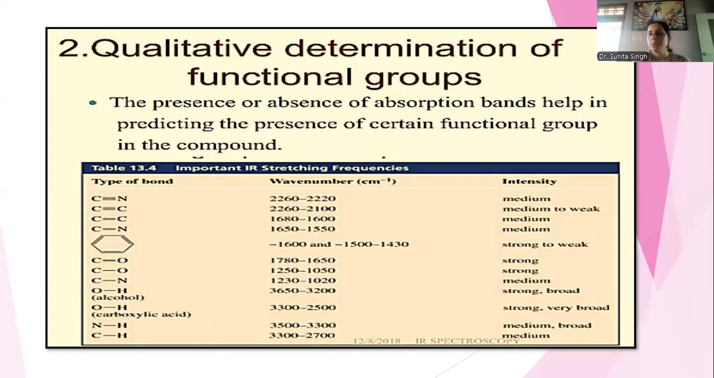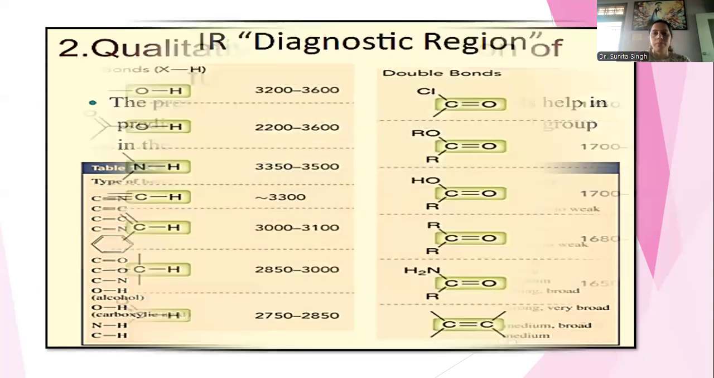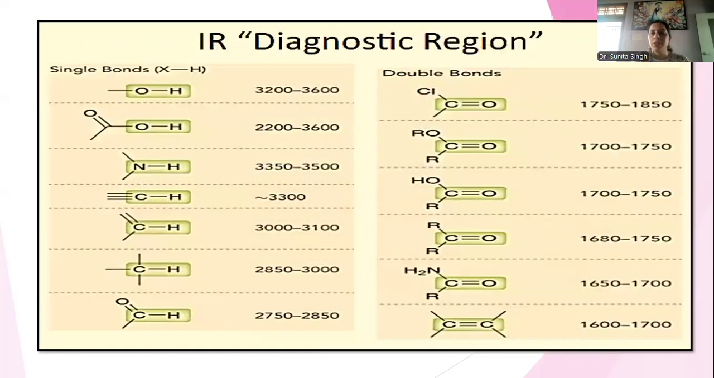So the presence or absence of absorption bands helps in predicting the presence of a certain functional group in the compound. So at least we have a rough idea about these frequencies when it comes to solving any problems related to IR frequency. This is a diagnostic region for single bonds as well as double bonds. We have different frequencies.